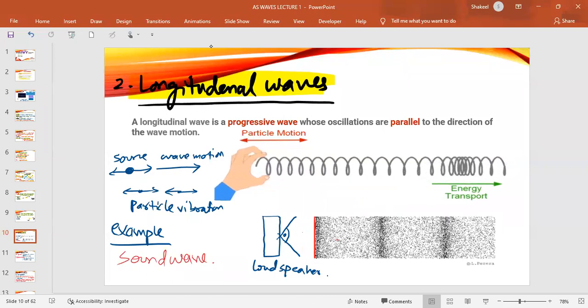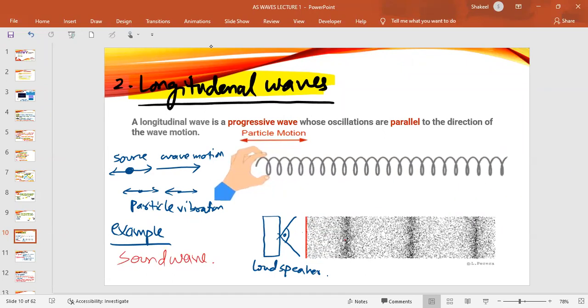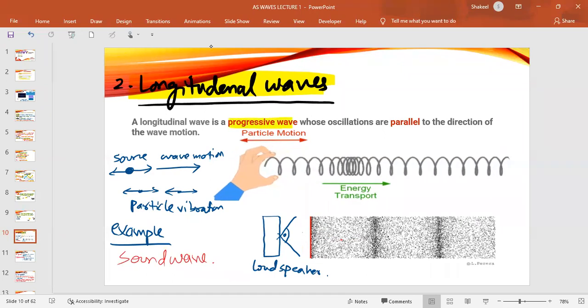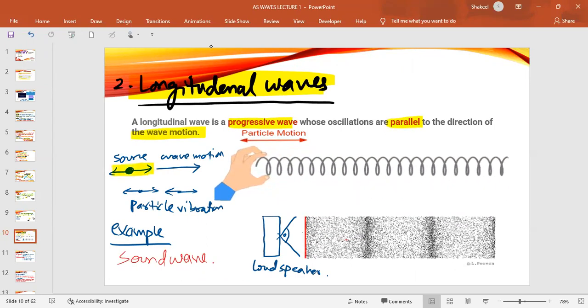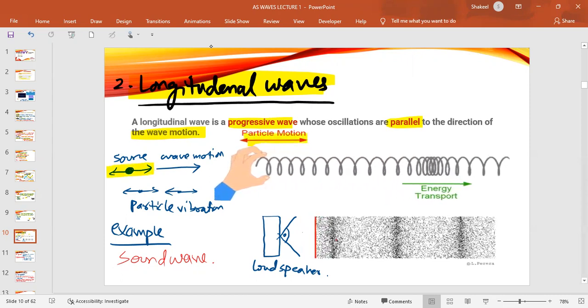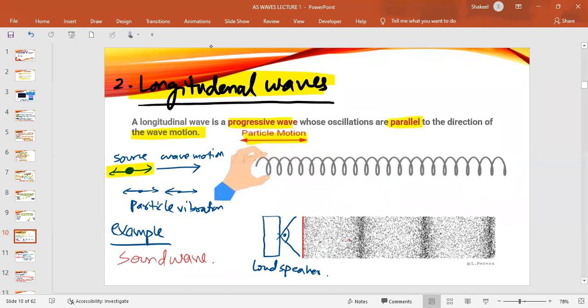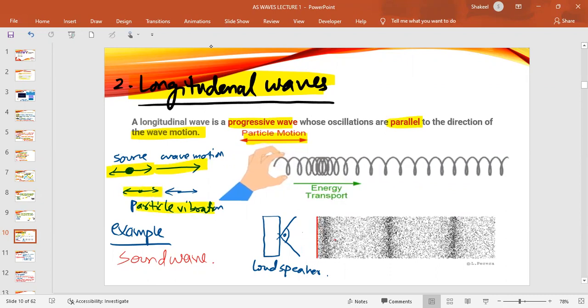Now let's move to the next wave, which is the longitudinal wave. So what are longitudinal waves? A longitudinal wave is a progressive wave whose oscillations are parallel to the direction of wave motion. So you can see that the source is moving left, right, like the hand is moving left, right, and the wave is moving parallel to it as well. And particles always follow the source.